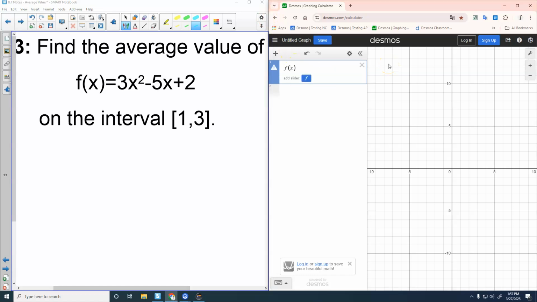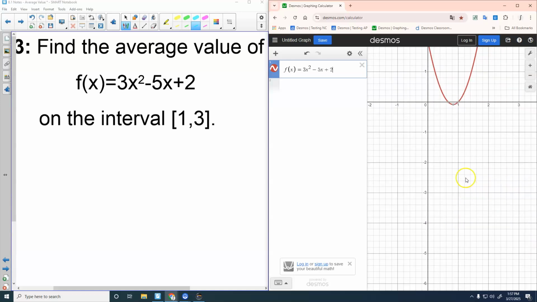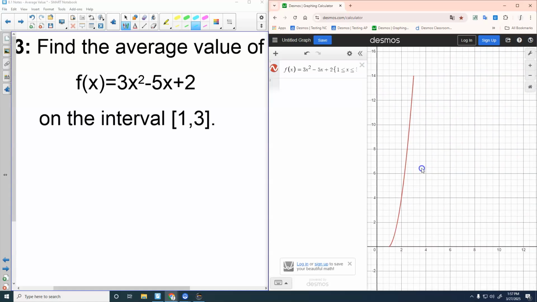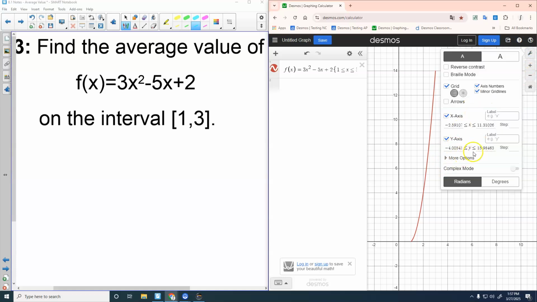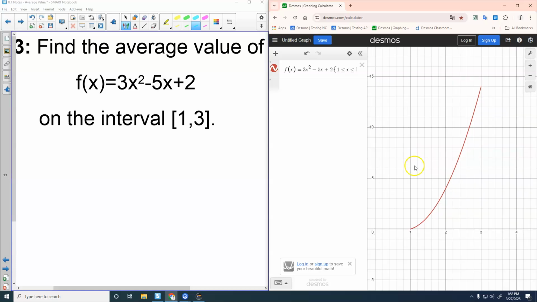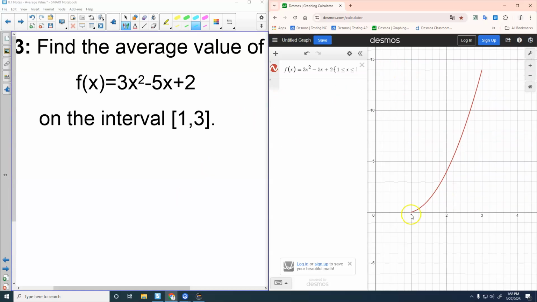So f of x equals 3x to the second minus 5x plus 2. And then we are looking at this just from 1 to 3, so 1 is less than or equal to x less than or equal to 3 here. Let me change my x-axis from 0 to 4 so we can see it a little bit better. So we're looking at this graph right here.